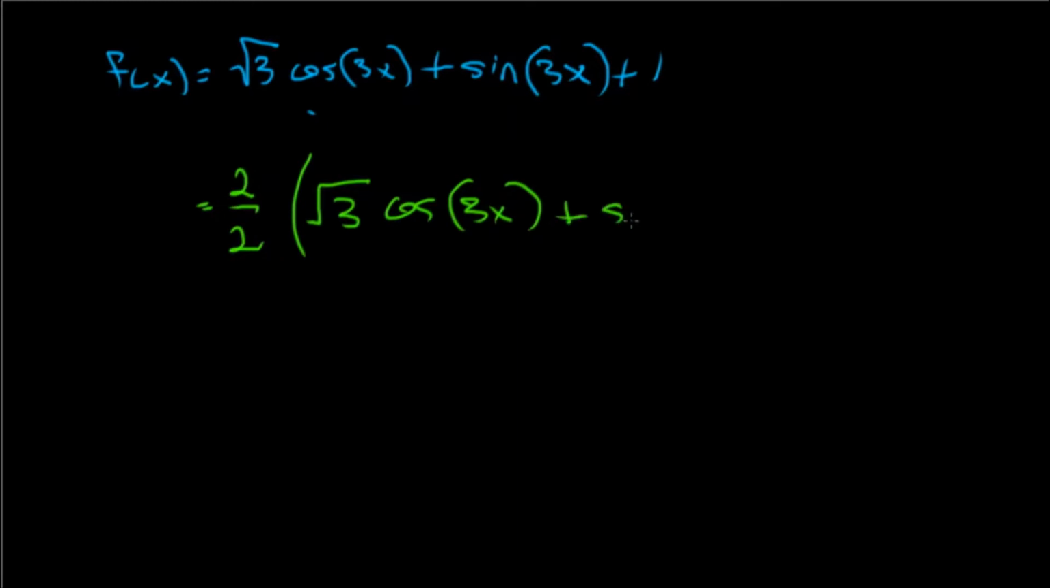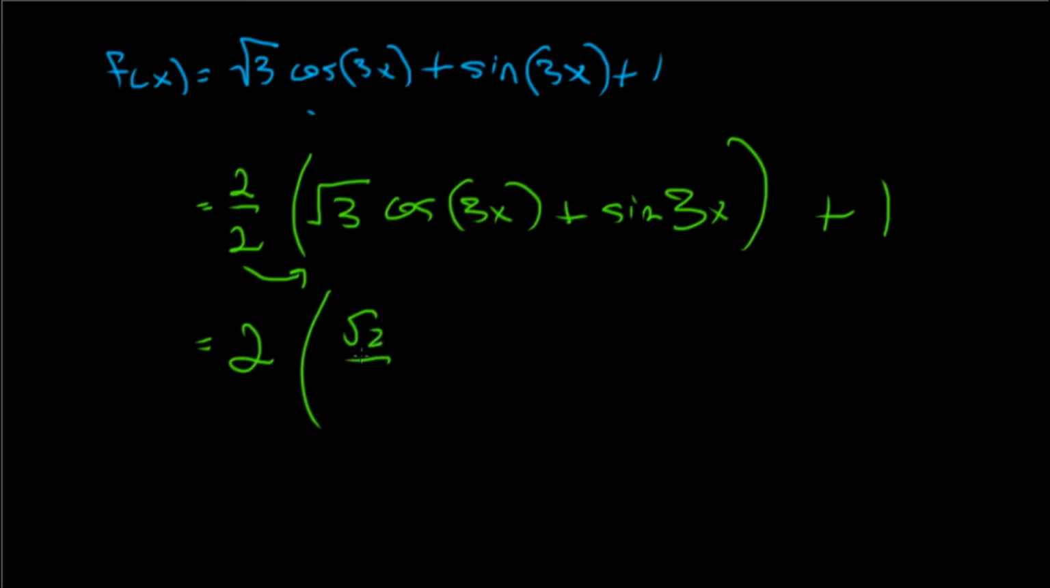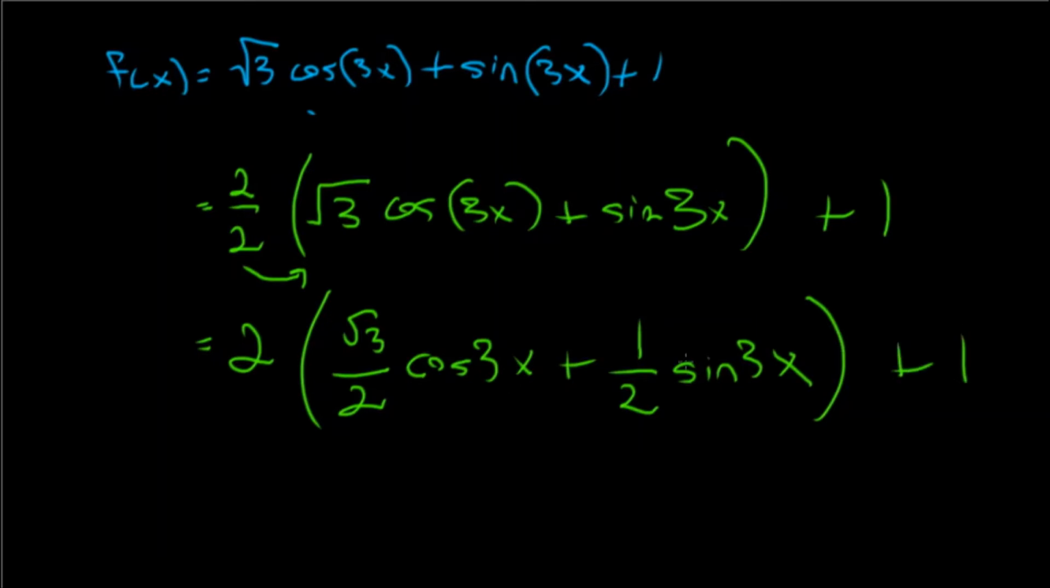This whole thing. Well, actually, not the whole thing, and you'll see why in a second. But I'm going to leave that 1 on the outside. That 1 can just go ahead and stay there. But if I introduce this 2 over 2, and if I go ahead and distribute just the denominator, I get root 3 over 2 cosine 3x. I get a 1/2. That works with the unit circle. And then once again, we're going to leave that 1 on the outside.